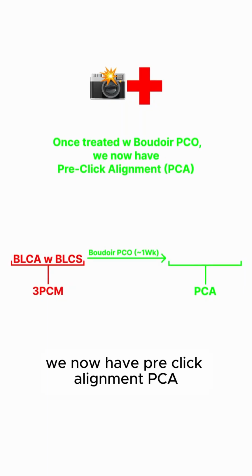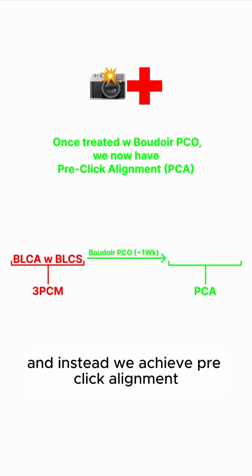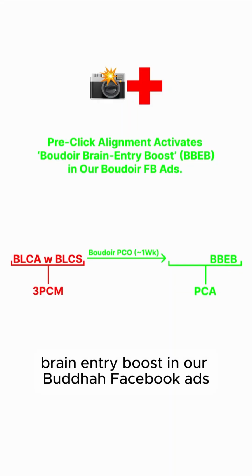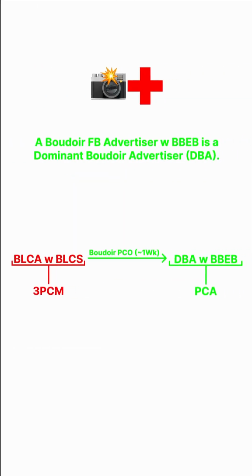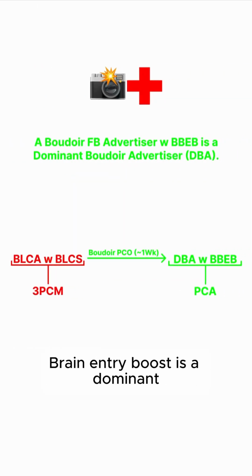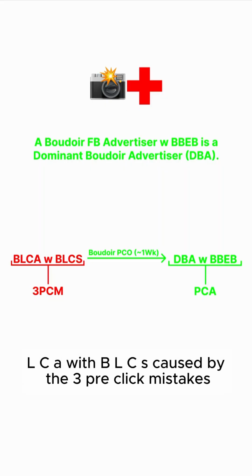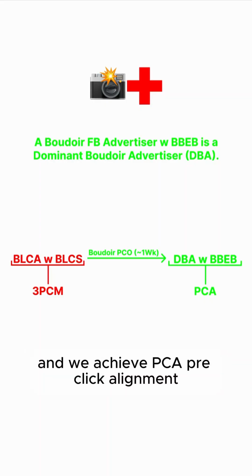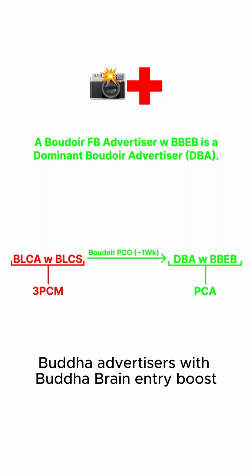And once treated with Boudoir Pico, we now have pre-click alignment, PCA. So we get rid of the 3 pre-click mistakes, and instead we achieve pre-click alignment. Now, pre-click alignment activates Boudoir brain entry boost in our Boudoir Facebook ads. It basically means we finally got our unique CTR all above 6%. And a Boudoir Facebook advertiser with Boudoir brain entry boost is a dominant Boudoir advertiser, a DBA. So this is our universe. We've got a BLCA with BLCS, caused by the 3 pre-click mistakes. The solution is Boudoir Pico, which takes about a week. And we achieve PCA, pre-click alignment, and we become dominant Boudoir advertisers with Boudoir brain entry boost.